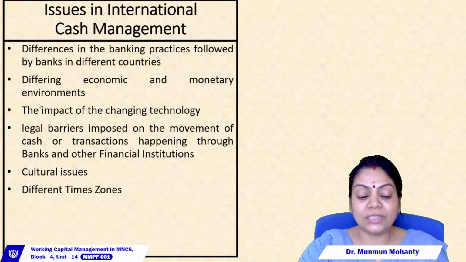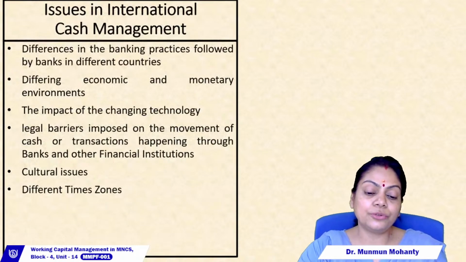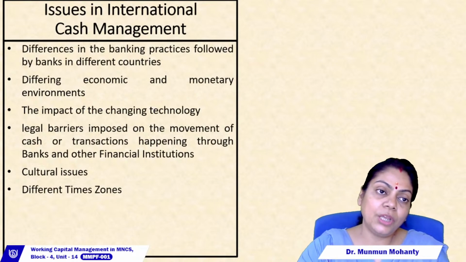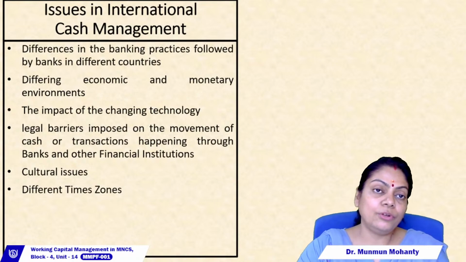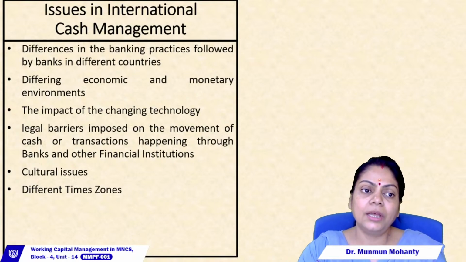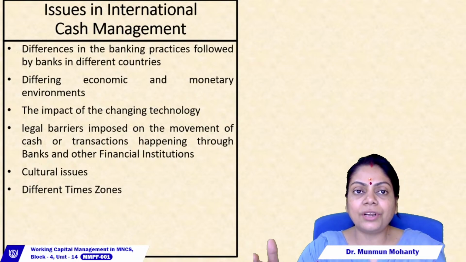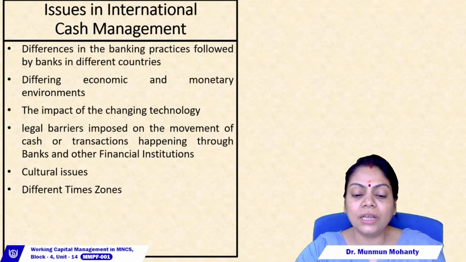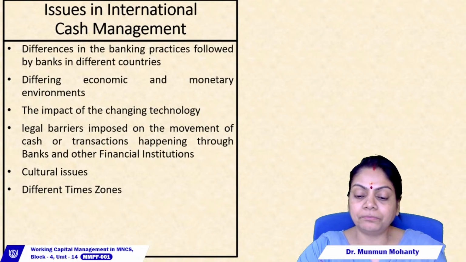Now, given these scenarios, you can have various issues in international cash management. There could be differences in banking practices from one bank to the other. You see, the governing body of banks in India is the RBI. The governing body of banks in other countries is the central bank or the federal bank and all those sorts of things. For us, the central bank is the RBI.